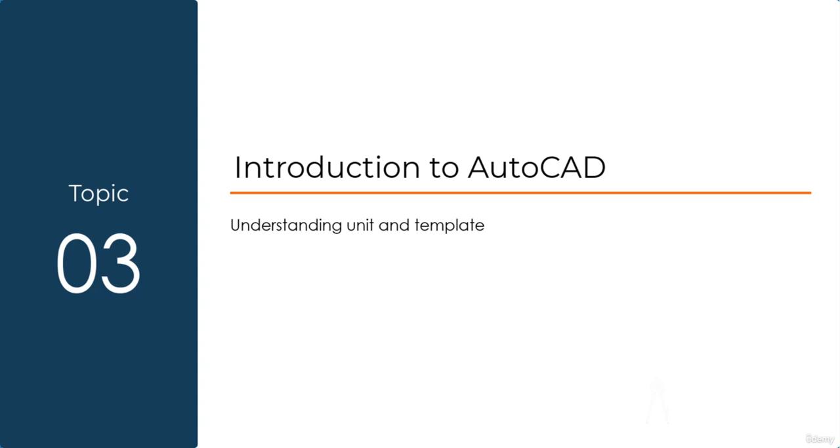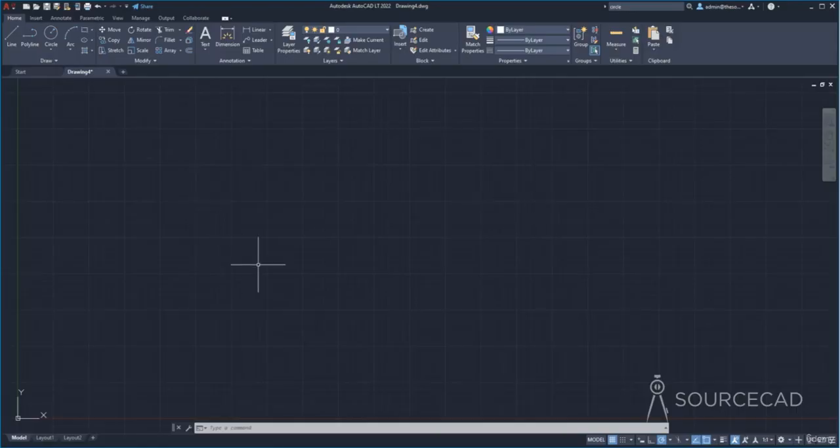So now let's talk about setting units and saving our file as a template. Here I have again a completely blank drawing, and in this case I will start with the unit setting. Now for the unit you need to type UN.